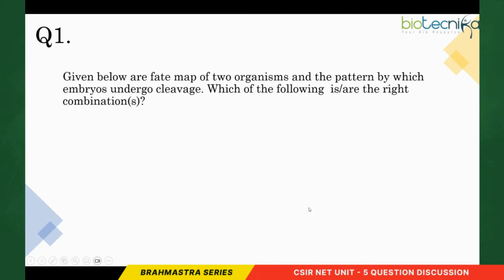Okay, so welcome to this Developmental Biology Unit 5, and we are discussing all the previous year CSIR NET questions. Here is your first question from Subunit 5B, which is regarding fate maps.